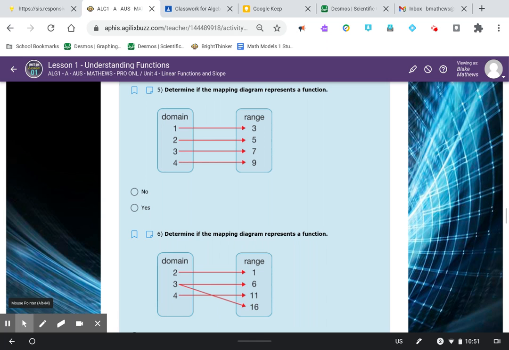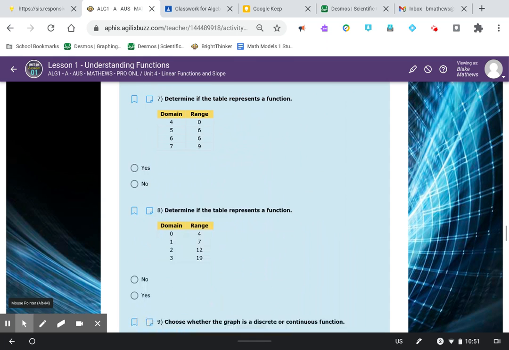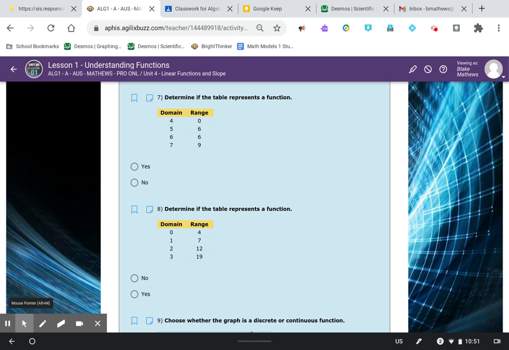Same thing down here. If any of the domain values point to multiple range values, meaning there are two arrows coming from a domain to multiple range values, the answer is no. So you can't have any domains going to multiple range answers. Same thing on the table. If you have the domain repeating, so if the domain has two of the same number and the answer on the range is different for those two, then you have no. As long as it's one-to-one, you'll have a yes.